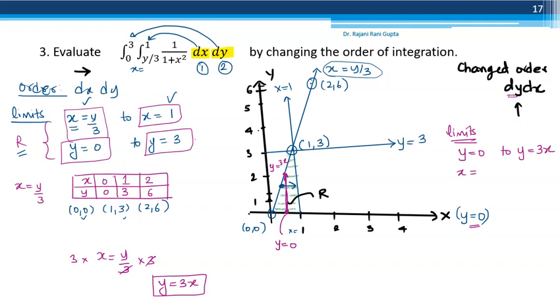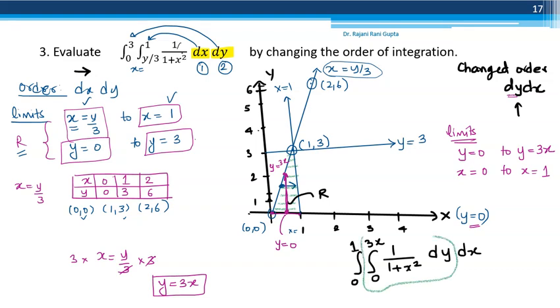Since this is your region, check the extremes. Here x is 0 and here x is 1. So x varies from 0 to 1. After changing the order of integration, your integral becomes 1 over 1 plus x square dy dx, with limits for y from 0 to 3x and for x from 0 to 1. If you look at this integral, you would have to use the tan inverse rule, but here you don't have to use it, because you will be integrating the inner integral first, considering x as a constant.